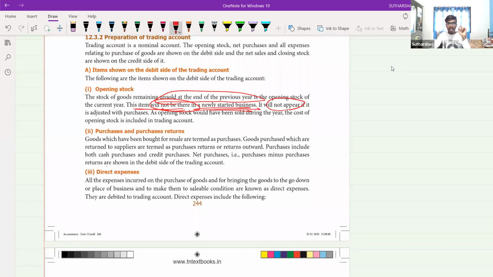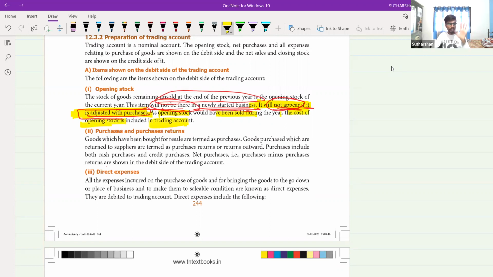It will not appear if it is an adjusted purchase. இது வந்து I will teach you afterwards. Make this a concept and highlight it, and I will explain it in your CA. If you are joining me for the CA course, I will explain that. If I teach this topic now, it will take nearly half an hour or 15 minutes. Okay, so I am not able to teach it here because in your 11th standard syllabus it is not at all needed. Okay, as the opening stock would have been sold during the year, the cost of opening stock is included in the trading account.